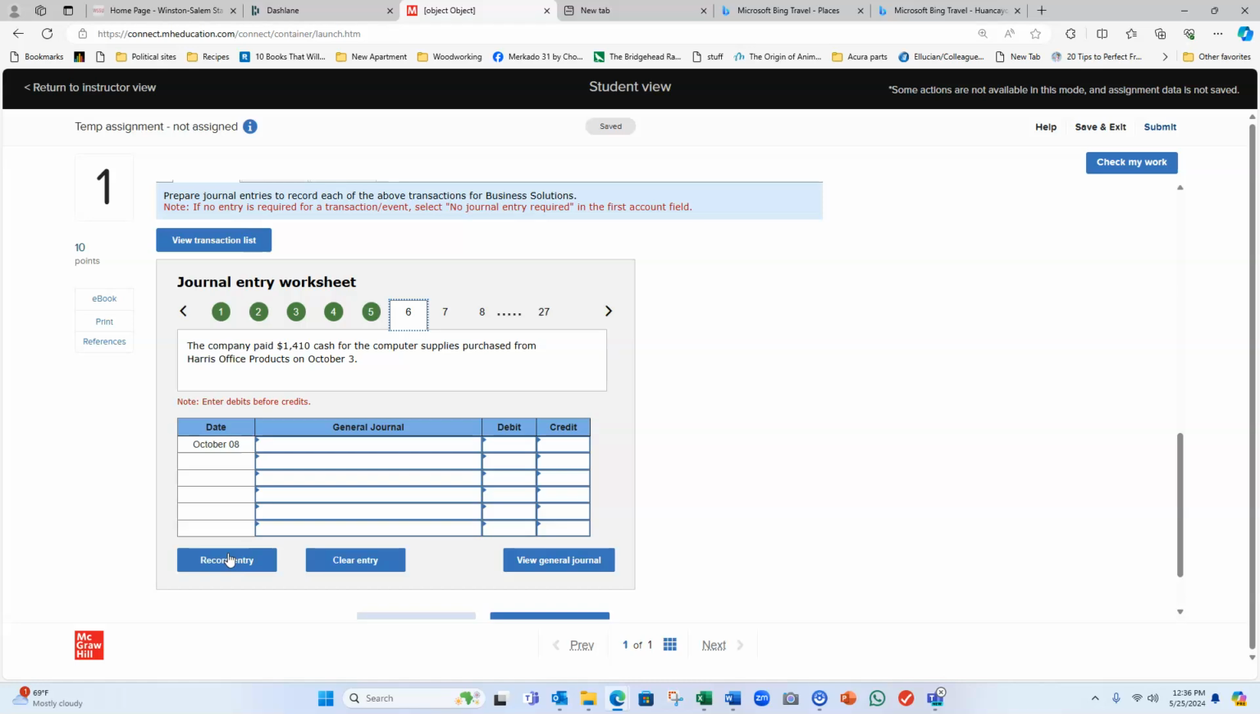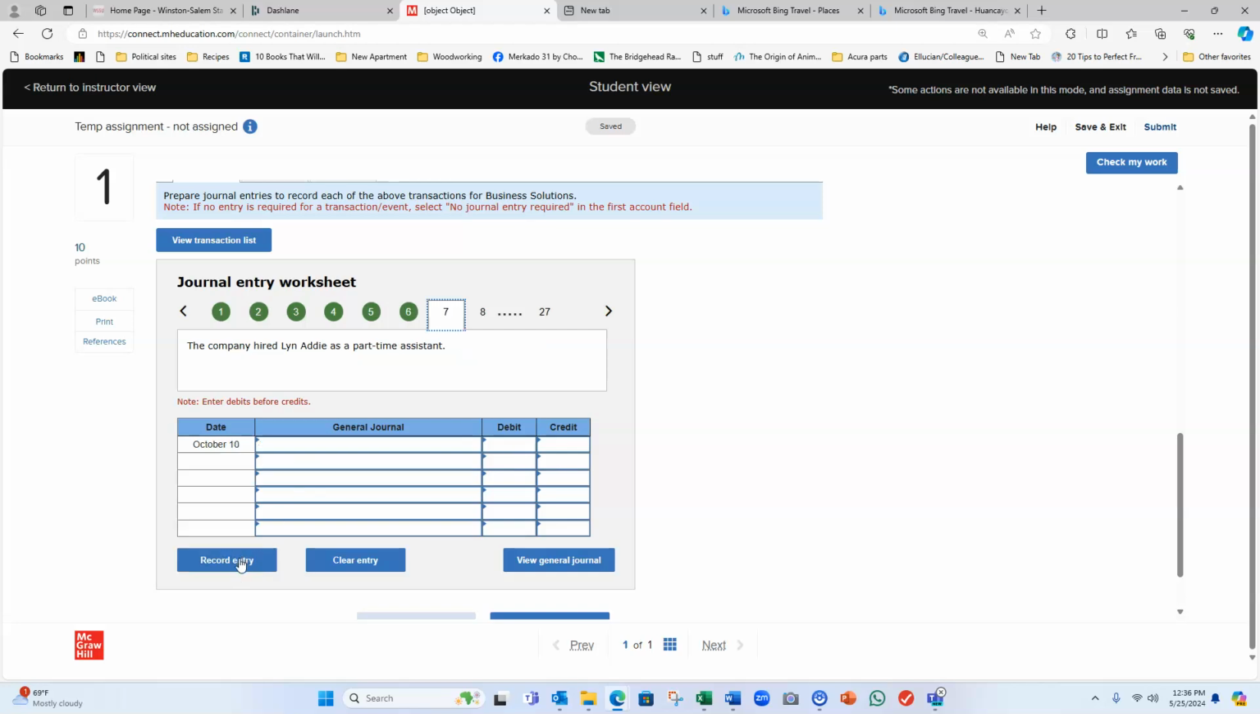They paid $1,410 for the computer supplies they purchased on October the 3rd. Well, if you go back to October the 3rd, it was a debit to computer supplies and a credit to accounts payable. So since we're paying that off, we're going to debit accounts payable, and we're going to credit cash because we're paying this off. This is a liability being decreased on the right side of the equation. We decrease it with a debit. Cash is on the left side of the equation, an asset being decreased with a credit entry.